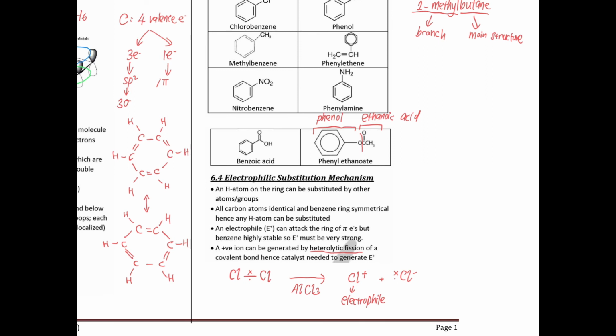So this Cl+, which acts as the electrophile, will go and find the benzene ring, kick out a hydrogen from the benzene ring, and replace that position. Something like that happens. Okay, let's move on.